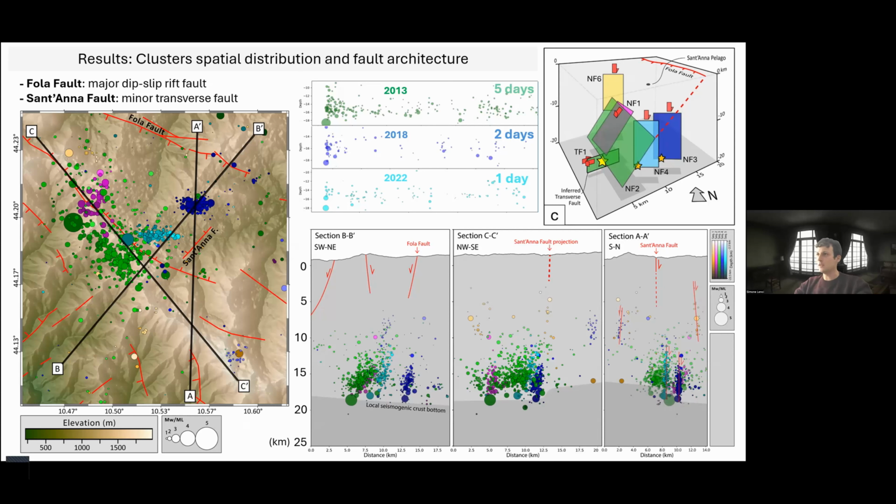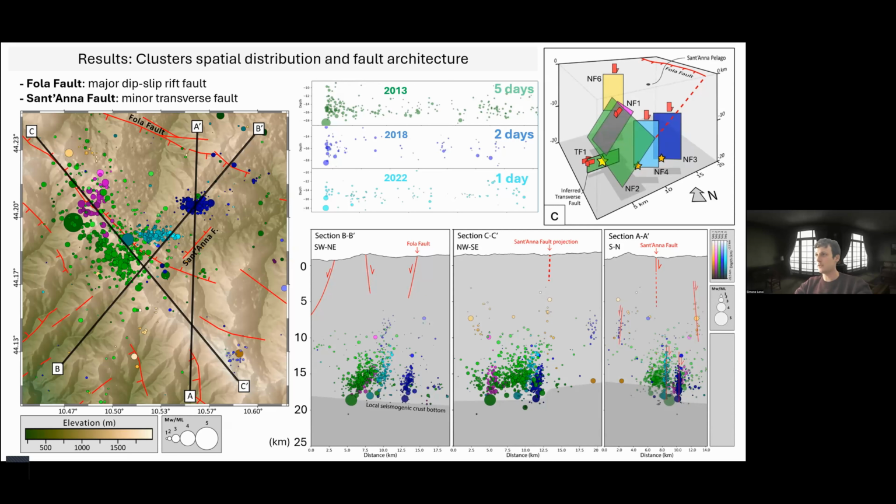The 2013 aftershocks in green locate on an 8-kilometer-long rift fault, which is F2 in the figure, dipping to the southwest down to 18 kilometers. And this cluster aligns with the Fola fault, which is a master fault surfacing to the northeast, and there's remarkable morphostructural evidence with 2 kilometers of throw that bounds the Sant'Anna area in a young half-graben.